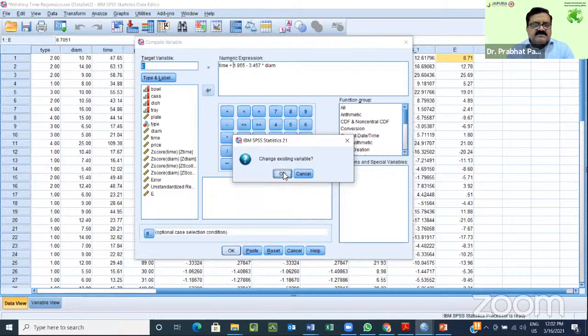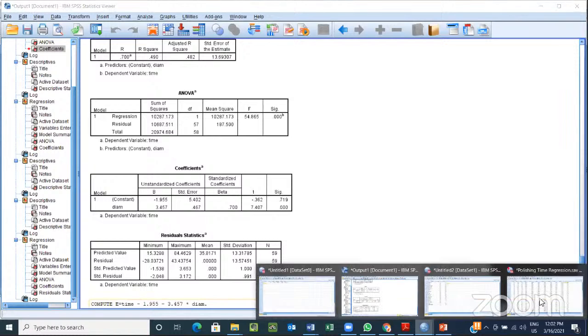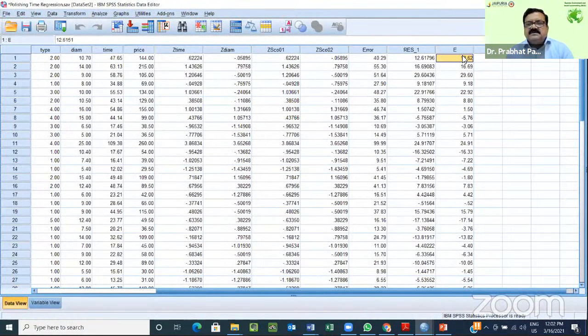Change the existing variable. Okay. Yeah. So now if you see, we got the same value: 12.6, 12.6, 16.69, 16.69, 29.6, 29.6. So this is manually calculated, and this is calculated by the package. So this is how the error is calculated.